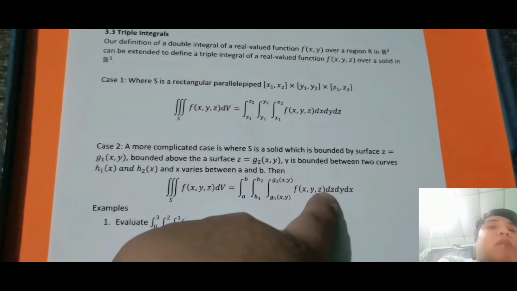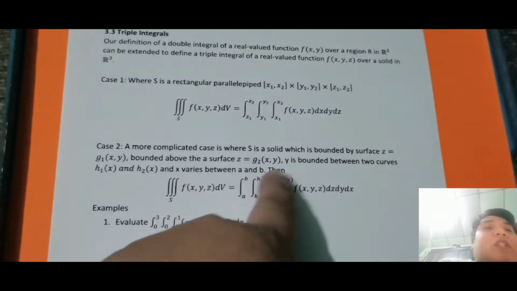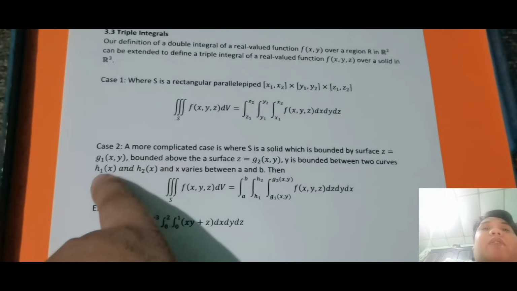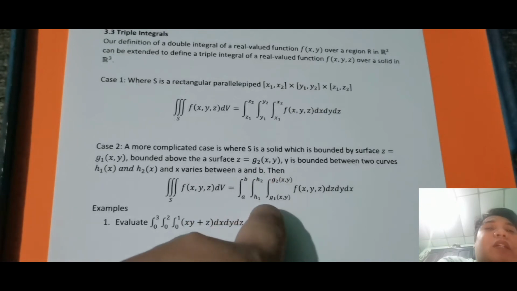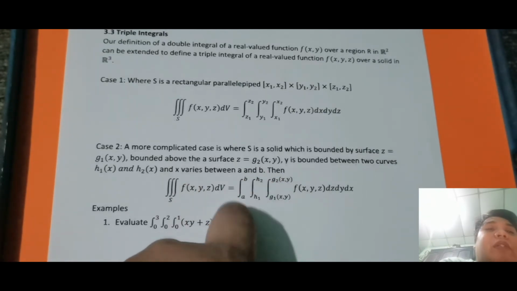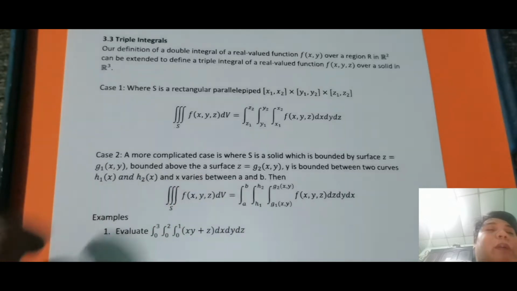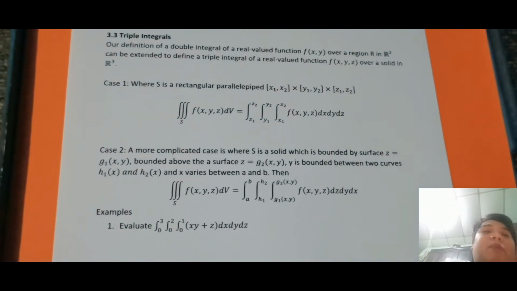Okay, next pagdating sa kanya dy, so that is h1, h2. So, kung napansin mo, y is between two curves, so y is equal to h sub 1 of x, y is equal to h sub 2 of x. Then lastly, nasa interval na siya. Dun sa interval or varies between a and b. So, that's from a to b. So, kung napapansin mo, dx yung huli natin. Pero depende pa rin naman yan.